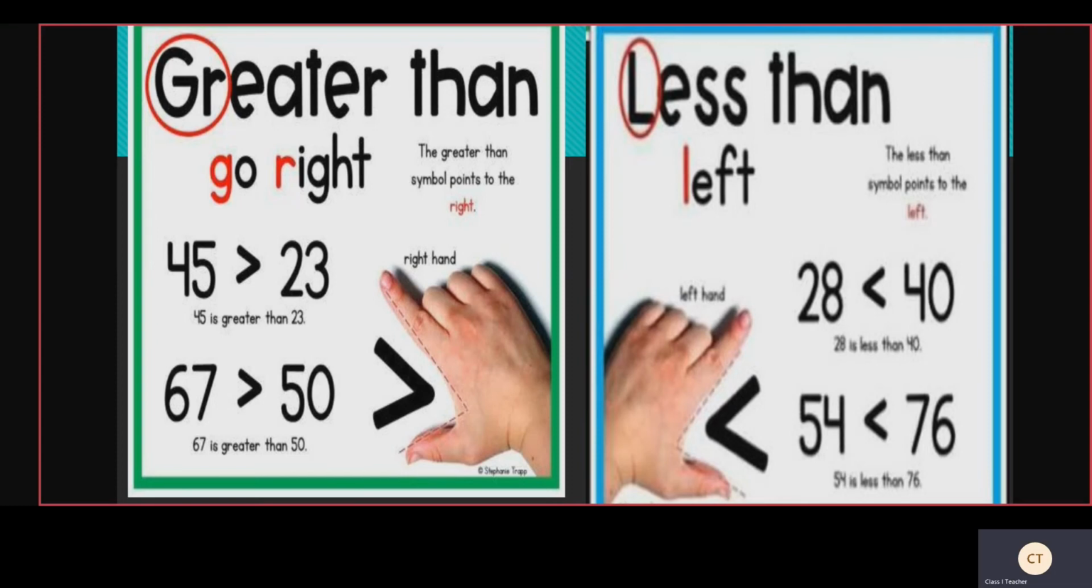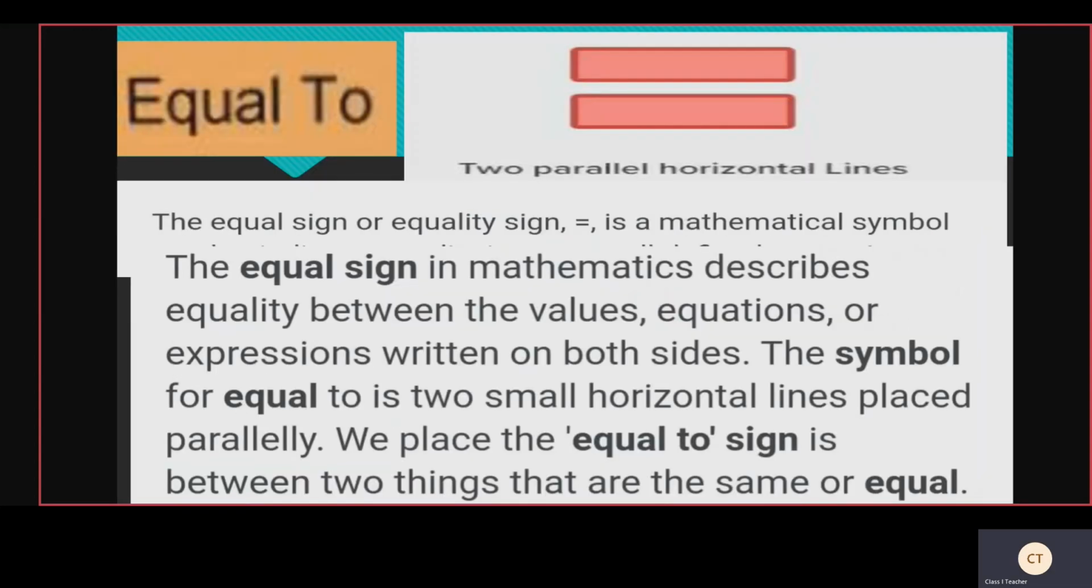Is it clear, children? For example, see here, 28 is less than 40. And the next example is 54 is less than 76. Okay? Now, children, let us see what is equal to. Just now we discussed greater than and less than. Now, let us discuss equal to.